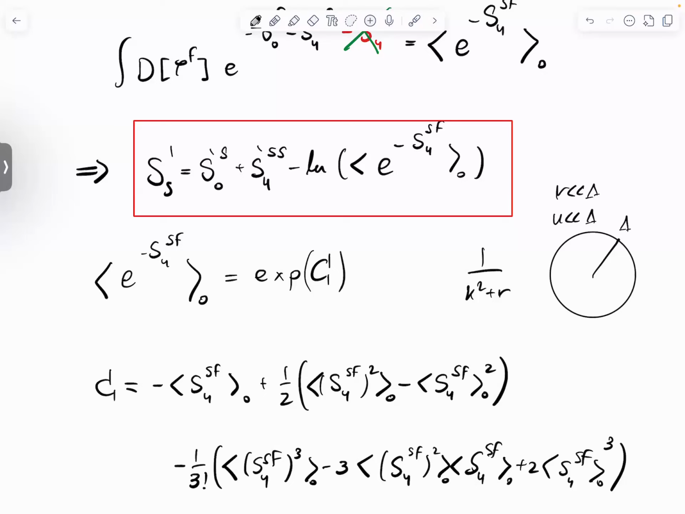So imagine that U and R are small, and I'm integrating out the shell at very, very high momentum energy, basically. Is that clear?